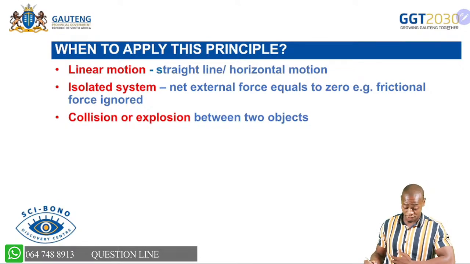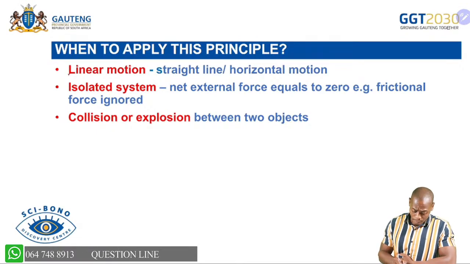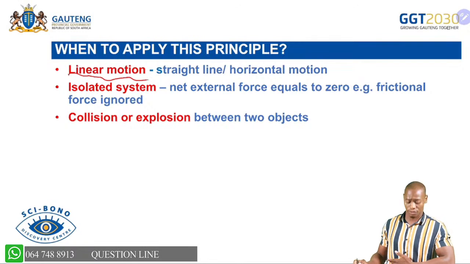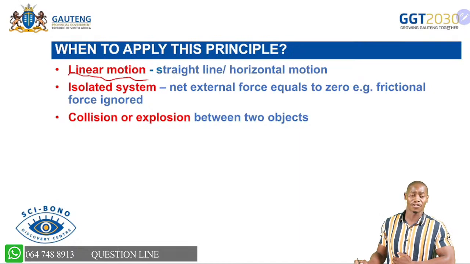So these are the conditions where you can apply the principle of conservation of linear momentum, right? One, the motion should be linear. Which linear motion? A straight line or horizontal motion, okay? And then two, the system must be isolated, okay? So how do you see that this system is isolated? In most cases, especially when it comes to momentum, they will say frictional force is ignored, okay? So that will be what?